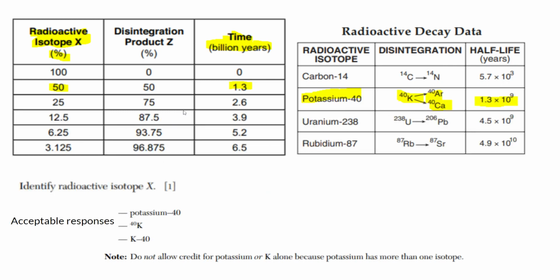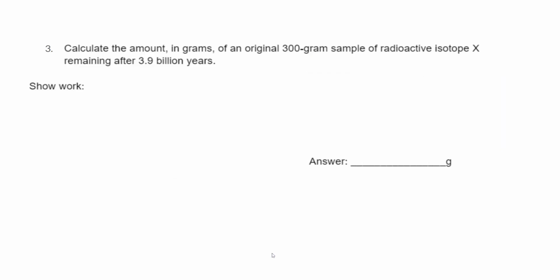If you go to your reference table page 1, you'll see that potassium 40, the radioactive isotope, takes 1.3 billion years for one half-life. And its disintegration products are also shown, argon 40 and calcium 40. So your answer should be potassium 40, K40, or something like this, but you cannot say potassium or K alone because those are not radioactive.